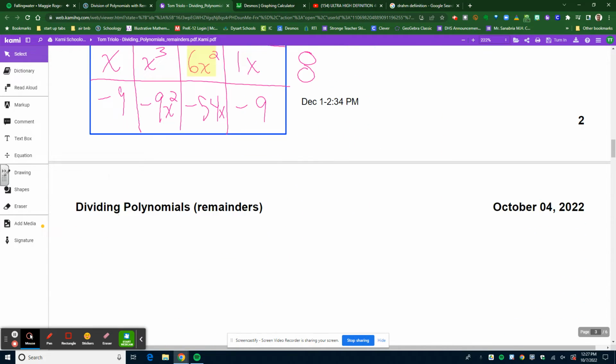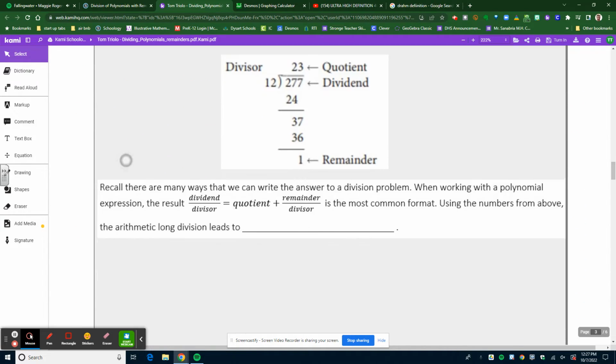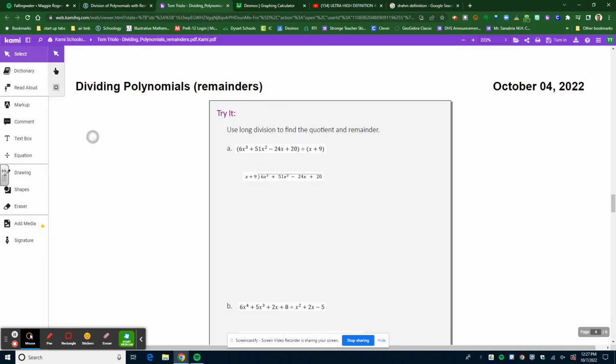Next page. So this is the official way to write your answer, quotient plus remainder. The most common format, using the numbers from above. The arithmetic long division leads to, and I don't remember what you put in there, so you know what I'm asking you to do.